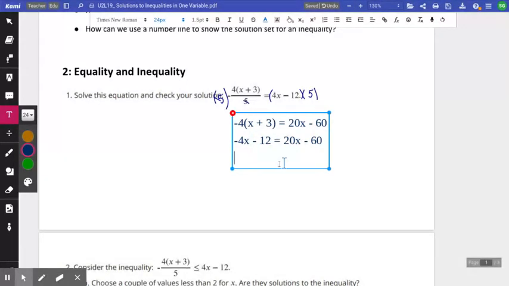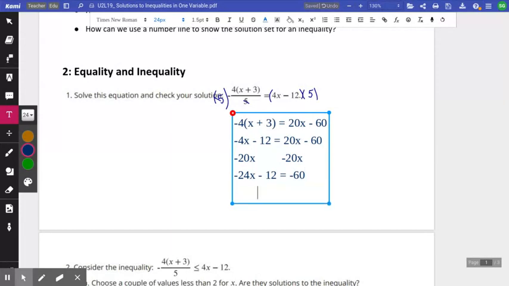For our next step, I'm thinking I've got x's on both sides, so let me move x to one side. We could do that by adding 4x on both sides or subtracting 20x on both sides. I'm going to subtract 20x, I think. That leaves me with -24x minus 12 equals -60.